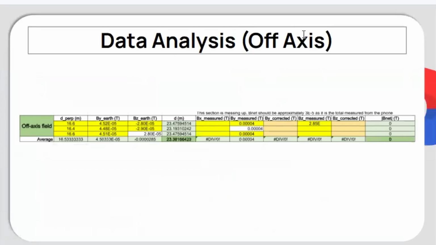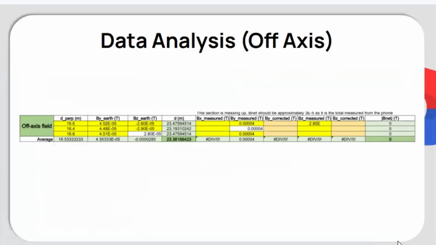So this is the data analysis we got off the axis. For off-axis analysis, we measured the magnetic field at a 45-degree angle from the magnet's axis, where the field contains multiple vector components. This requires calculating the total magnetic field and using geometry to determine the distance between the magnet and the magnetometer chip. Because of additional uncertainties from Earth's magnetic field and spreadsheet correction errors, the off-axis data was mainly used as a comparison to the on-axis data measurements.